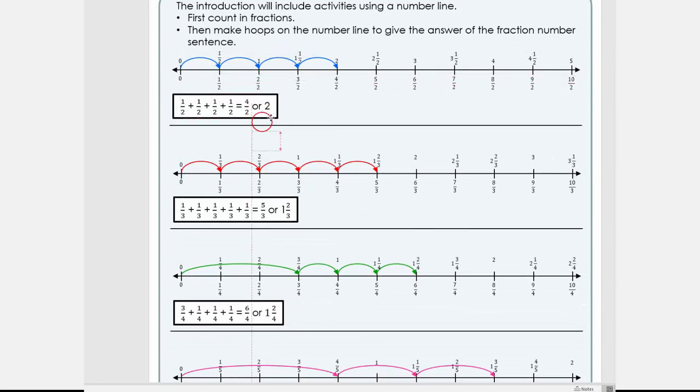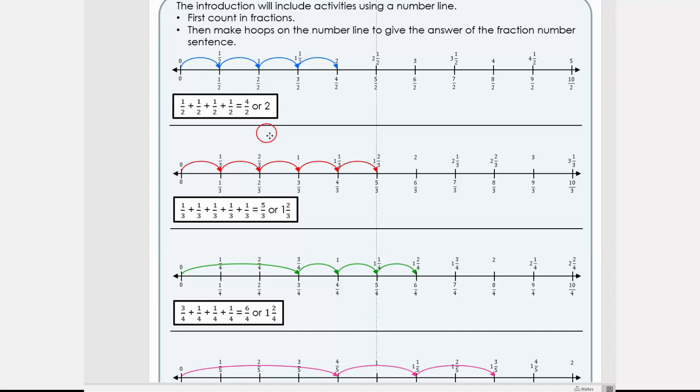So the next example, what we're going to do is we're going to add thirds. So we're going to add 1/3, 1/3, 1/3, 1/3, and 1/3. So first you can ask, between 0 and 1, how many equal parts is the number line divided into? Yes, it's divided into 3.